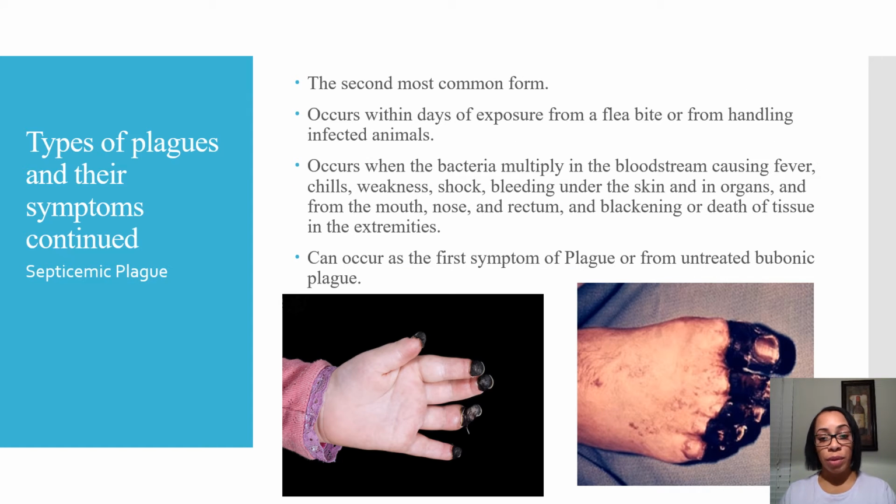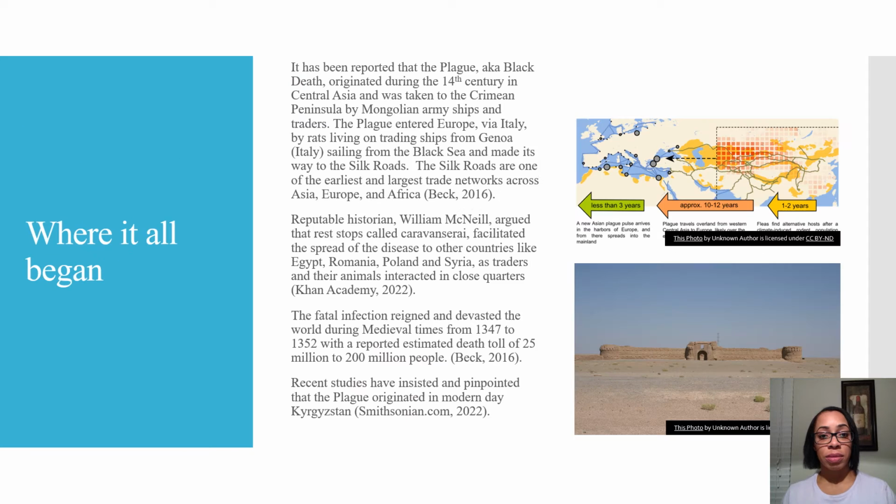The second most common form of plague is the septicemic plague. It occurs within days of exposure from a flea bite or from handling infected animals. It occurs when the bacteria multiply in the bloodstream, causing fever, chills, weakness, shock, bleeding under the skin and in the organs, and from the mouth, nose, and rectum, and blackening or death of tissue and extremities. It can occur as a first symptom of plague or from untreated bubonic plague.